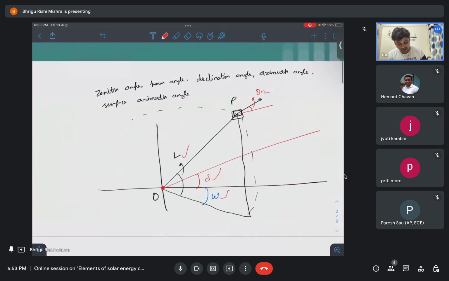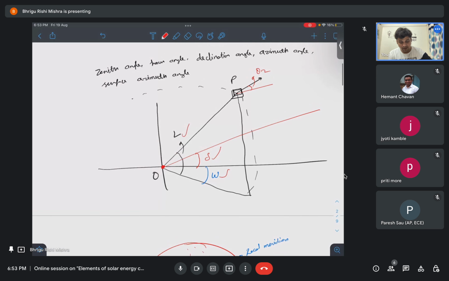So for this we have seen that we have covered almost all the important angles needed to calculate the amount of solar radiation coming on the surface, or to calculate the direction of incident solar radiation on the horizontal surface as well as on the tilted surface. All these things have been done to calculate the incident angle of the solar radiation on the horizontal as well as on the tilted surface.